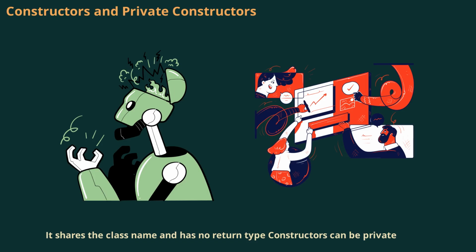Constructors can be private, which is useful in patterns like singleton, factory methods, or utility classes where you want to control or restrict object creation. This is a common interview question to test your understanding of object instantiation and design patterns.